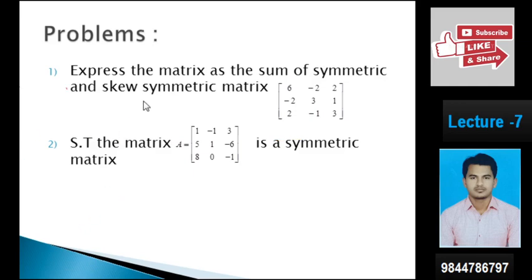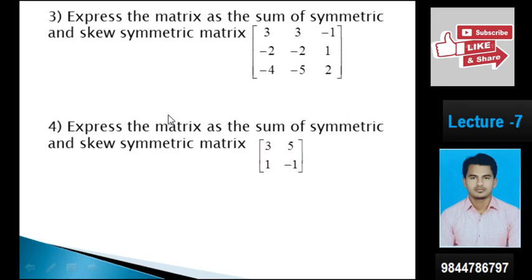Okay, next example. The third one: express as the sum of symmetric and skew symmetric matrix. So be careful. The given problem is we need to express as a sum of symmetric and skew symmetric matrix. So we know the condition: A is equal to 1 by 2 (A plus A dash) plus (A minus A dash).